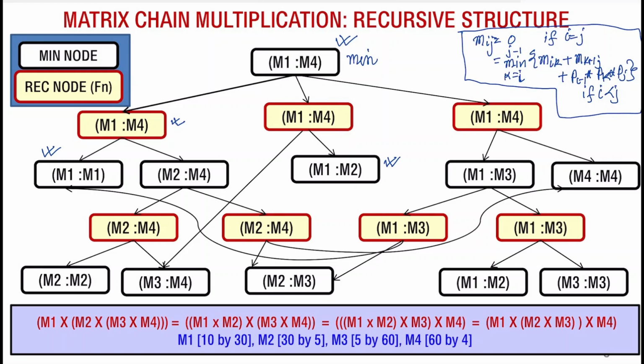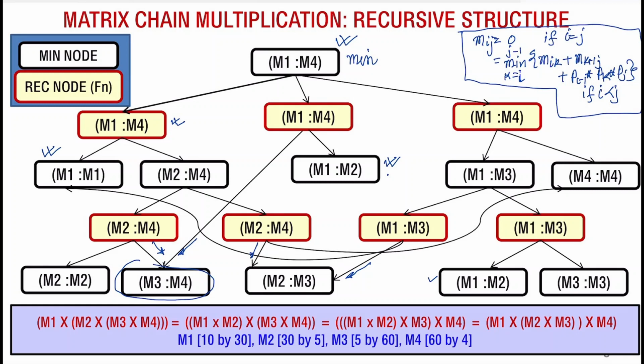And as you can see, this M34 comes from this side as well as from this side. M23 comes from this side as well as from this side. M12 is here as well as here. So nodes are duplicated. So how do we compute this? We will have to compute this by recursion.